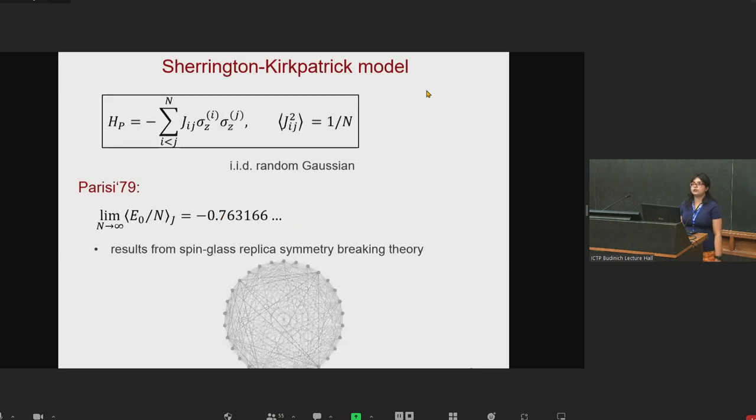Now, I will explain what we did in the context of the Sherrington-Kirkpatrick model. Its Hamiltonian is H_P, where the interaction terms J_ij are standard Gaussian random variables. They are collectively called the disorder of the model. There is a very celebrated result by Giorgio Parisi in the context of the Sherrington-Kirkpatrick model, which states that in the limit of an infinite number of spins, the average value of the ground state energy divided by the number of spins is a constant, which is equal to minus 0.763166. We use this constant, which we term the Parisi constant, to benchmark our classical algorithm.